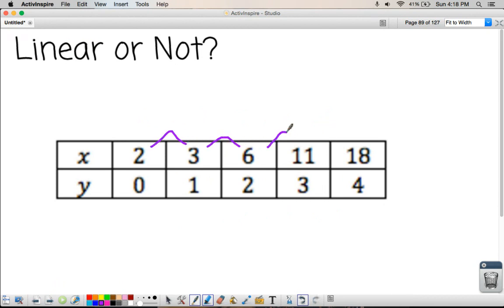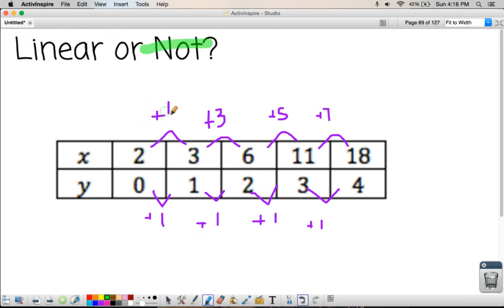If I look across the top of this one, I have 2 to 3, I add 1. From 3 to 6, I add 3. 6 to 11, I add 5. 11 to 18, I add 7. So I can already tell this isn't going to be linear, but let's look across the bottom. So from 0 to 1, I add 1. Add 1. Add 1. And add 1. So this is not linear because my x values are not all the same, but my y values are.